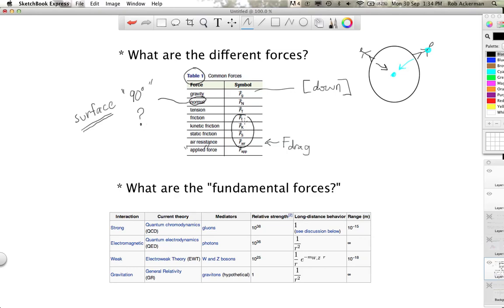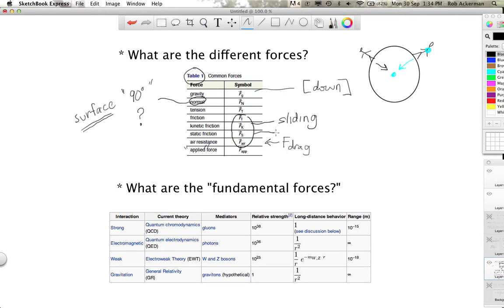The friction forces, FF, just as a general symbol, FK for kinetic friction, that's the sliding friction that you learned about in grade 11. If something is sliding past something else, for example, you are dragging a box across the floor, you're encountering sliding or kinetic friction.